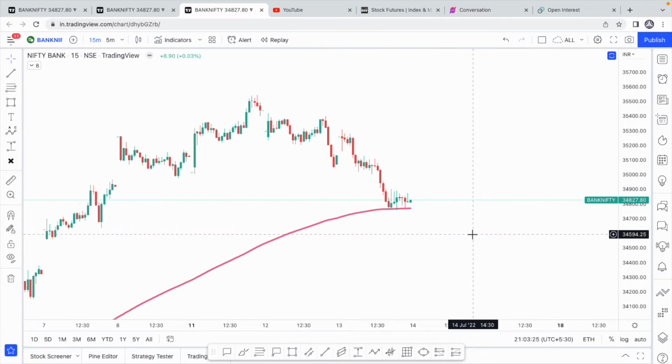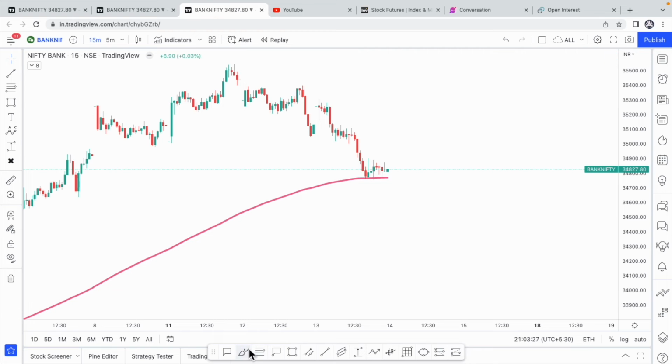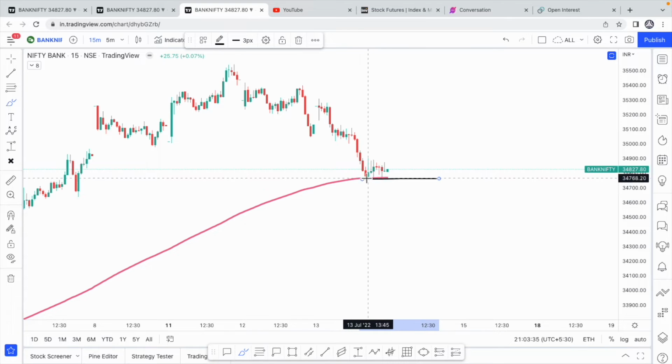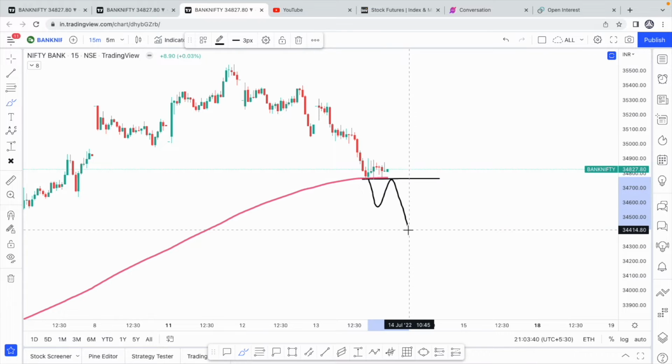Tomorrow, the trade that I am looking for, starting from this 15-minute chart, is first of all we need to break this 200 EMA for a further short trade, and possibly wait for a retest of this 200 EMA and then see if we can short. That is what I'll be looking at.